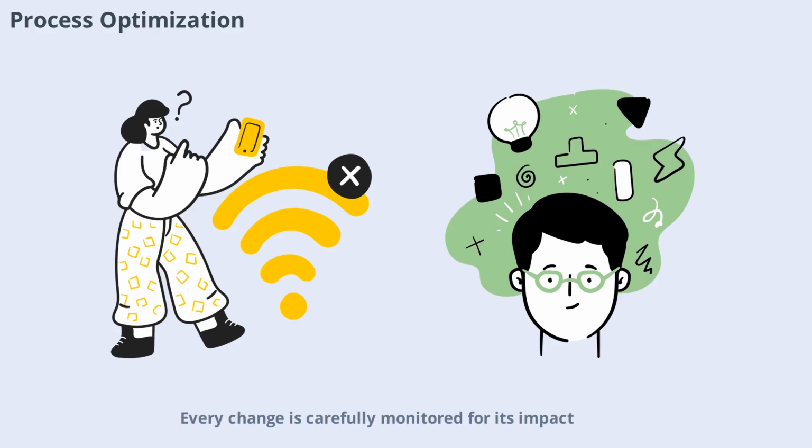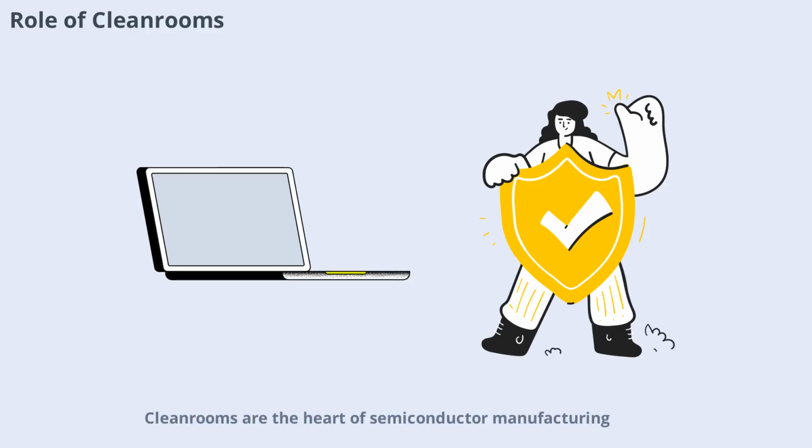Every change is carefully monitored for its impact, and successful strategies are standardized across production lines. This relentless pursuit of perfection is what drives the industry forward. Cleanrooms are the heart of semiconductor manufacturing.